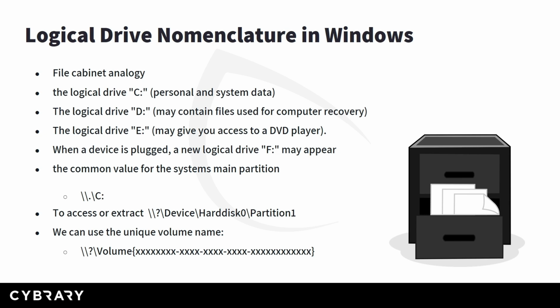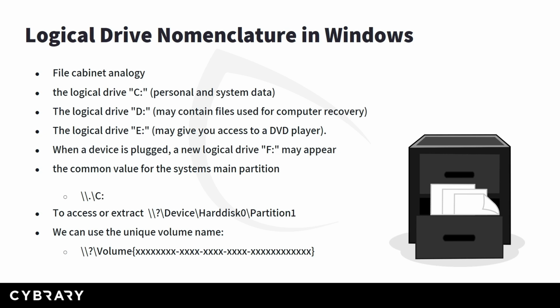Based on the file cabinet scenario, each cabinet drawer is represented as a logical drive on a Windows computer. For example, the logical drive C is usually where your personal data and system data is stored. The D drive may contain files used for computer recovery that should only be managed by a system administrator. The E drive may give you access to a DVD player. When an external device such as a digital camera is plugged into a Windows computer, a new logical drive F may appear, which gives you access to the photo files of the camera.